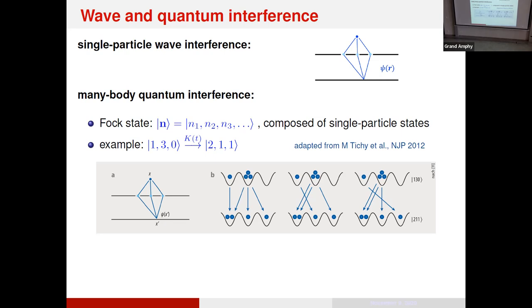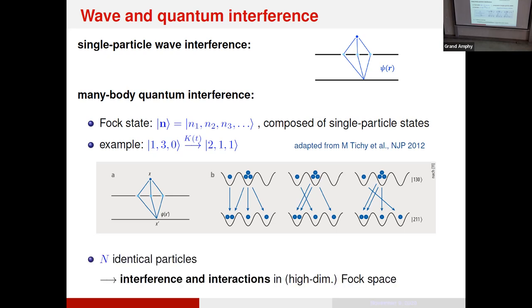You start from 1, 3, 0, and you would like to compute now the final propagator, K of t, to a new final state, 2, 1, 1. And this is one example where you have three paths now in Fock space. So here we have three paths giving rise to wave interference and the interference pattern. Each of these arrows, the composite thing, defines one many-particle path. And you see they are different now. So this is just a qualitative picture of how to see many-particle paths.